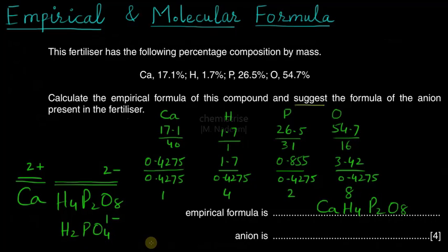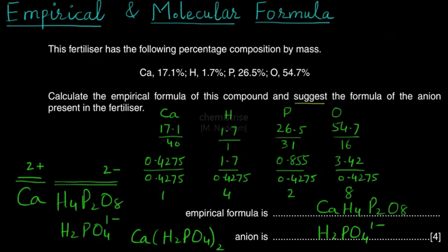So the actual formula of this compound would be Ca(H2PO4)2, and the formula of the anion would be H2PO4 with 1 negative charge. So this was all about the empirical and the molecular formula. In the upcoming videos, we will clarify more of our chemistry concepts, and till then, goodbye.